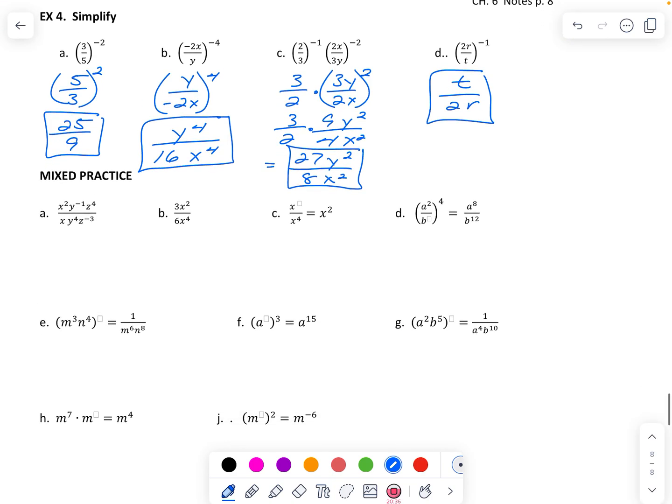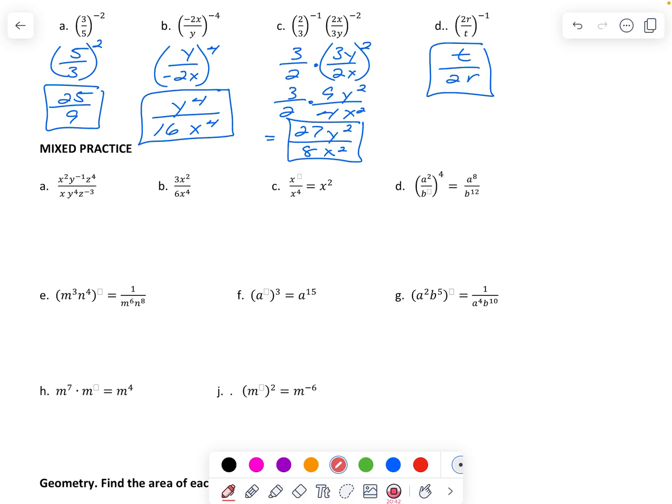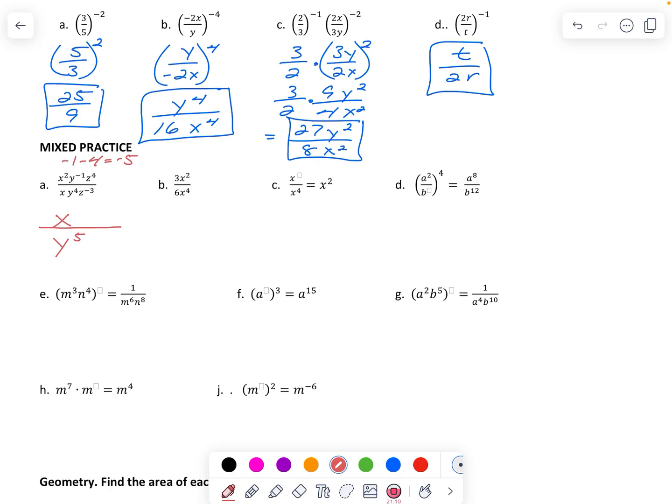All right, so now we've got some mixed practice, some mixed fun. So I'm just going to do these using our product and quotient rules. So when I'm going to make my fraction bar depends on where things go. So x is 2 minus the invisible 1 is 1. So I have 1x. For my y's, -1 minus 4 is -5. So y to the 5th in the denominator. Z is 4 minus -3, which is +7, so z to the positive 7.